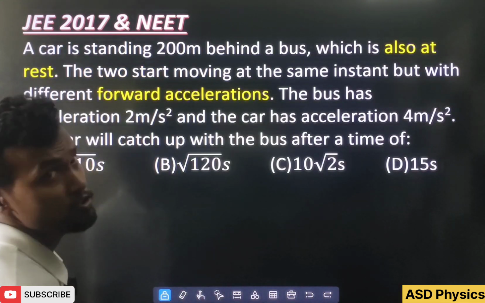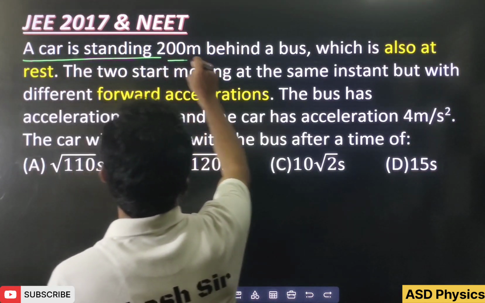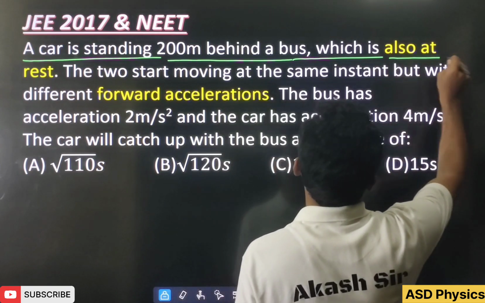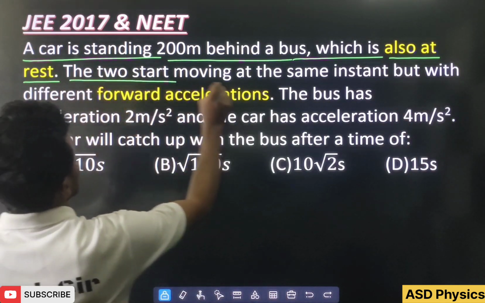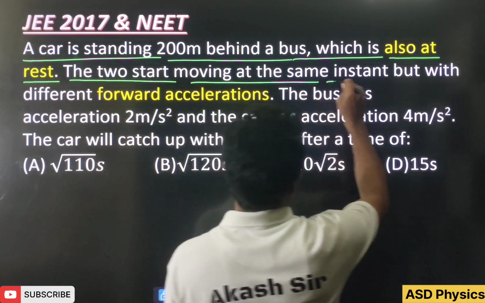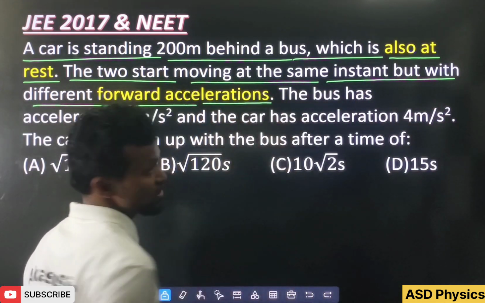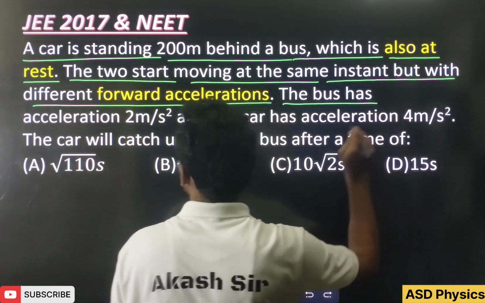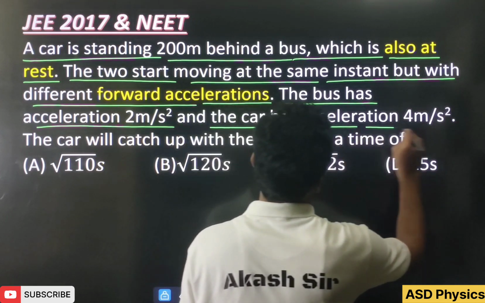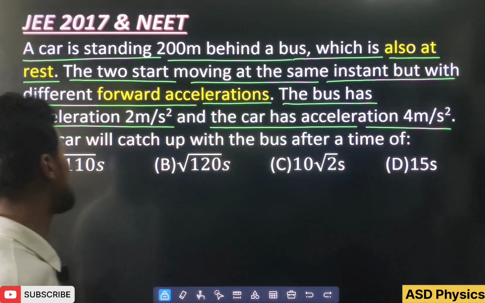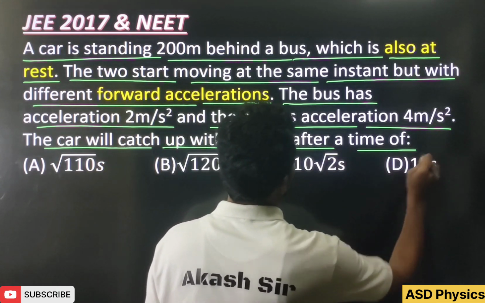This question came in JEE 2017, important for NEET. A car is standing 200 meters behind a bus which is also at rest. The two start moving at the same instant but with different forward accelerations. The bus has acceleration 2 meter per second square and the car has acceleration 4 meter per second square. The car will catch up with the bus after a time.